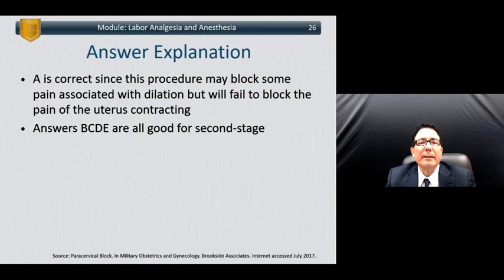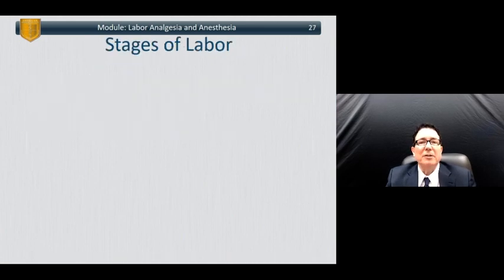Paracervical block. This is the correct choice since this procedure may block some pain associated with dilation of the cervix, but will fail to block the pain of the uterus contracting. All the other answers are good for second stage.